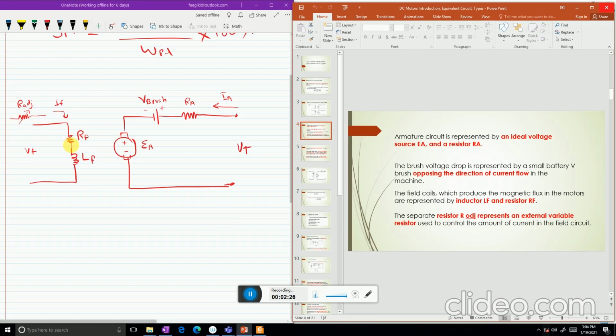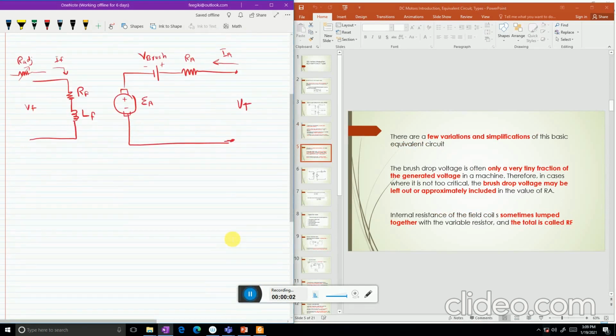Now flux is present in the DC machine, and DC current and voltage are applied to the armature circuit on the rotor. When this is applied to the rotor, current is present and flux is also present. The third thing is rotation and speed, and the motor starts rotating.